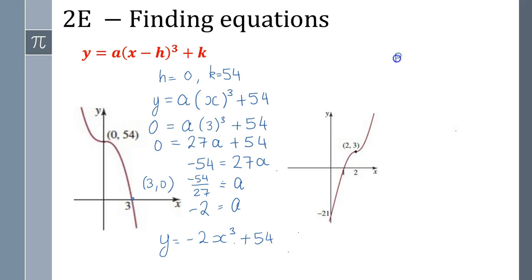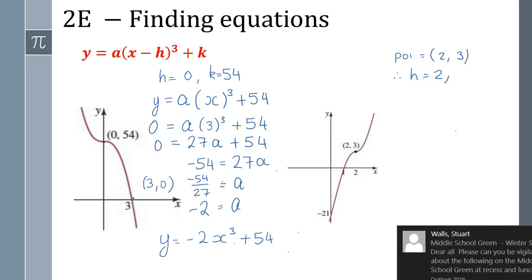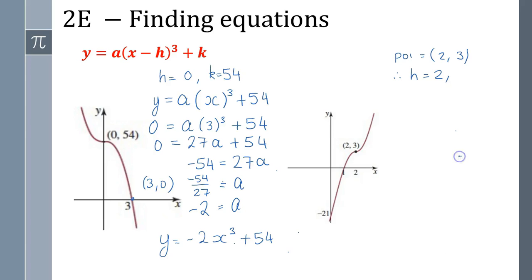So my point of inflection is at 2, 3. Therefore, h equals 2 and k equals 3. Okay, so my equation so far, x minus 2 cubed plus 3. Okay, now I've got to figure out a, and to do that, I've got to use another point.